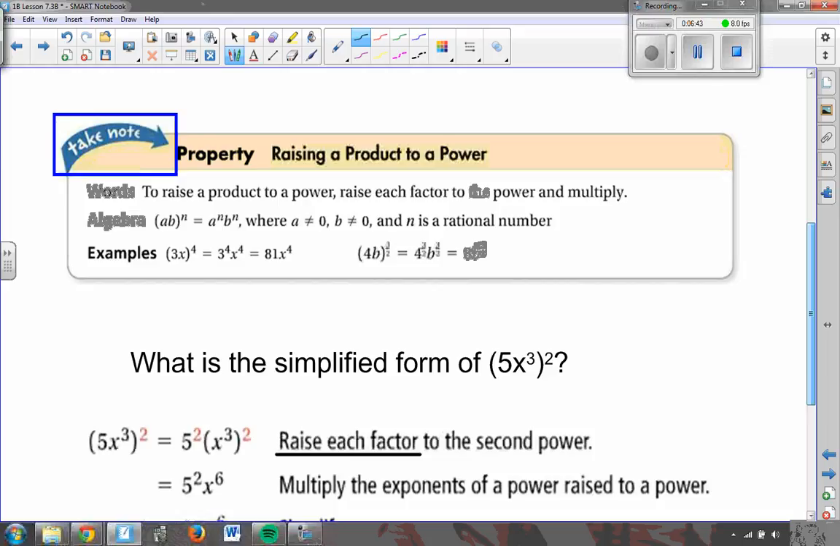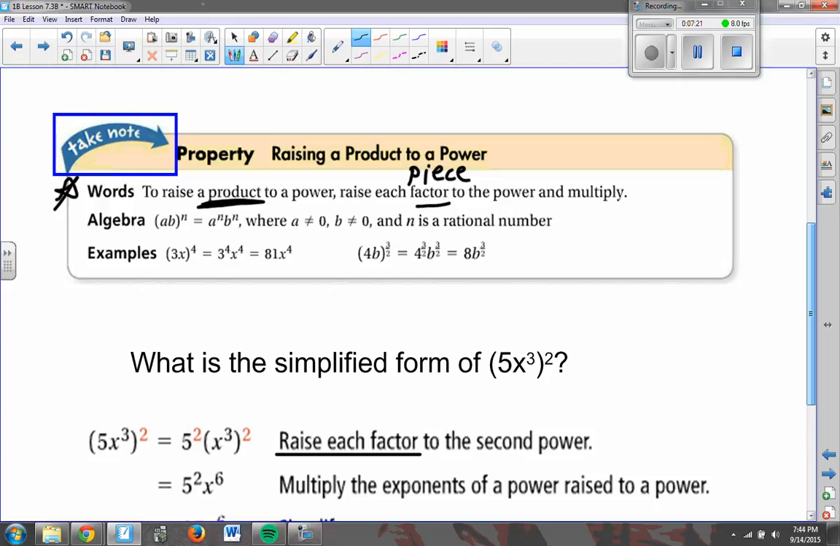And here's our rule. It says, in words, to raise a product to a power. That just means two things multiplied together. Okay, that's what this means. 2 or 3 or however many things you want, all multiplied together. Raise each factor, or each piece, to the power and then multiply them together. Okay? So a times b to the n, two things multiplied together and then raised to the n power, is the same thing as a to the n power times b to the n power.